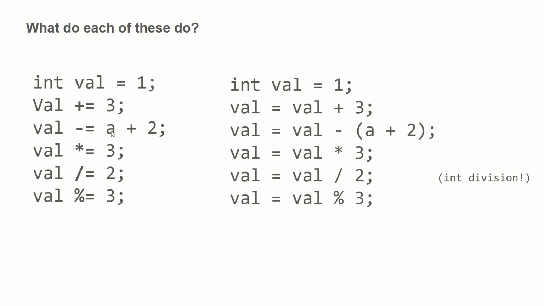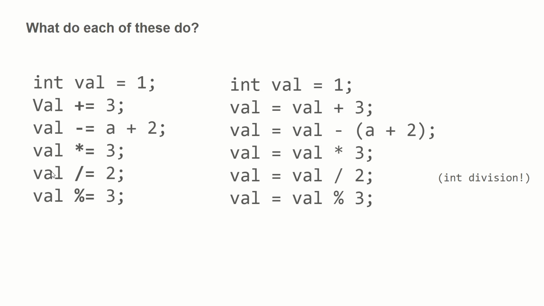The same applies to all the other operators. So val minus equals this expression means val equals val minus that expression. But notice that if I left off the parentheses, that would have a different value. So it really is the variable being modified by this operator when applied to the entire right-hand side. So val is being modified by subtracting the entire right-hand side. Val is being modified by multiplying the entire right-hand side.